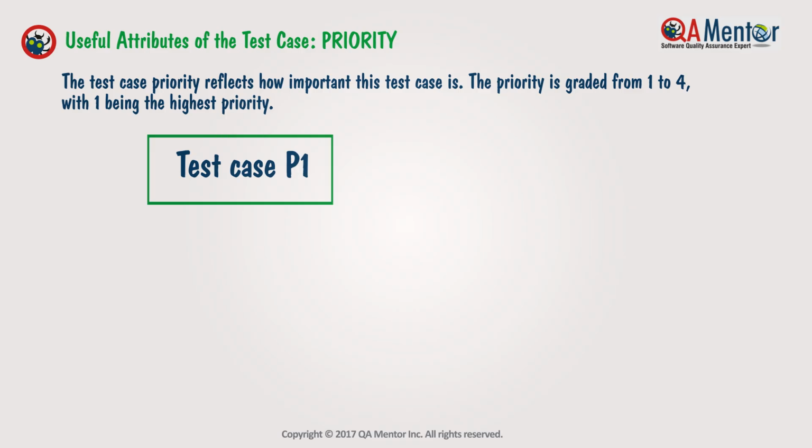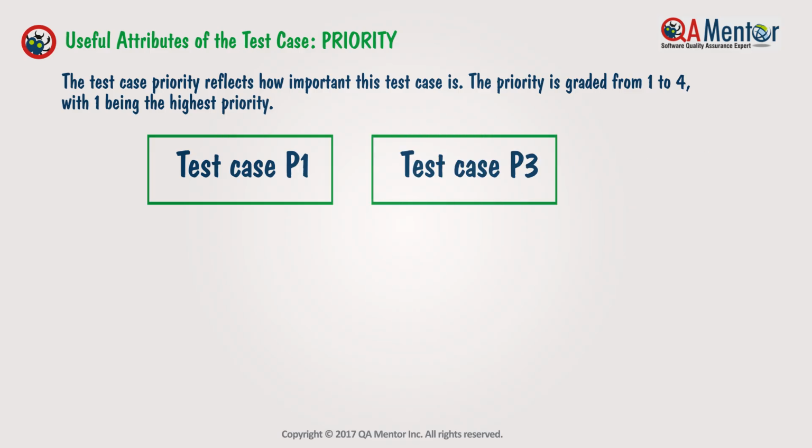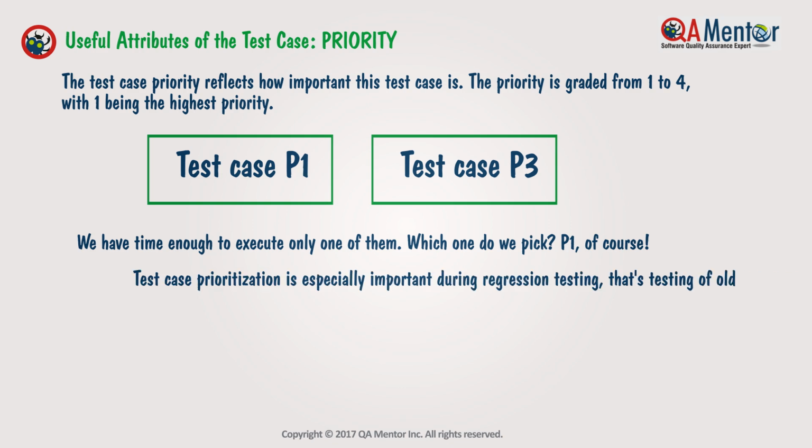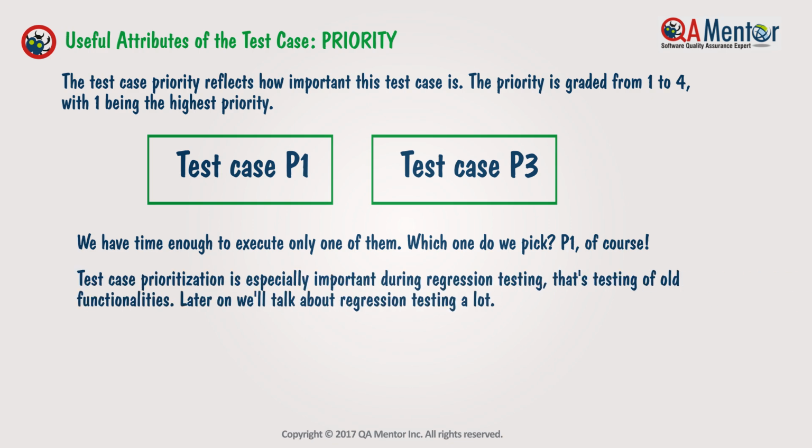Why do we need to prioritize test cases? Let's assume that we have two test cases, P1 and P3. We have enough time to execute only one of them. Which one do we pick? P1, of course. Test case prioritization is especially important during regression testing. That's testing of old functionalities. Later on, we'll talk about regression testing a lot.